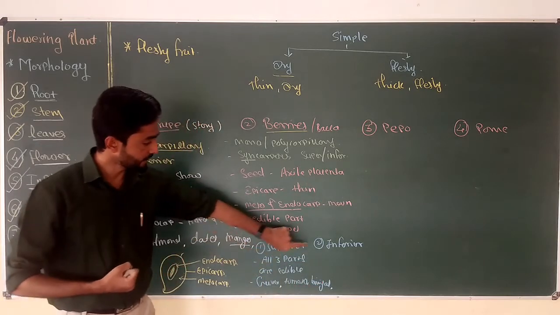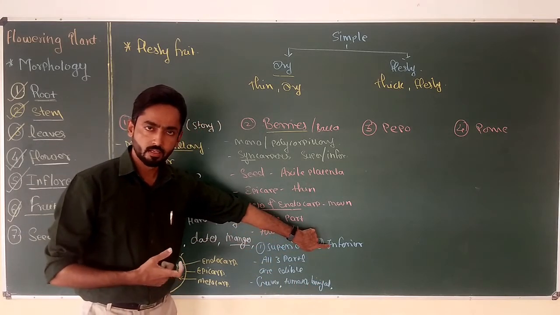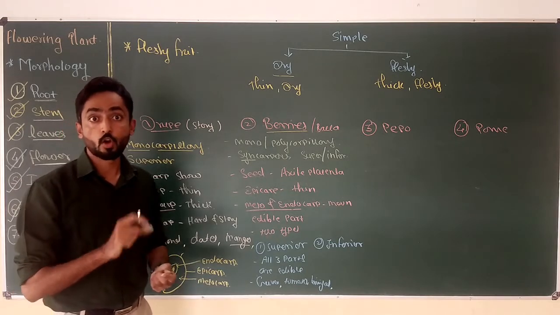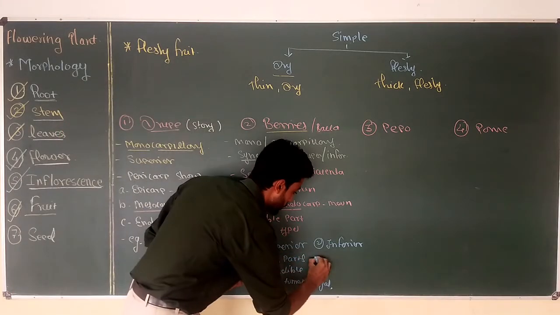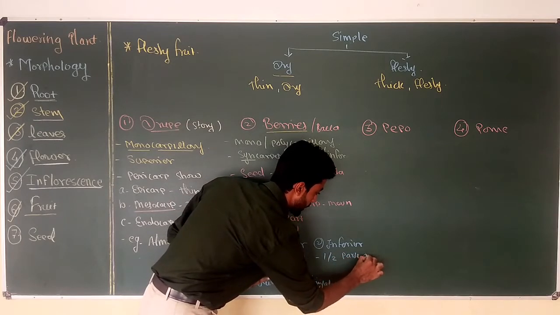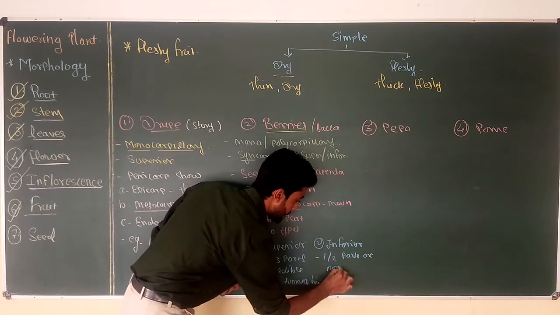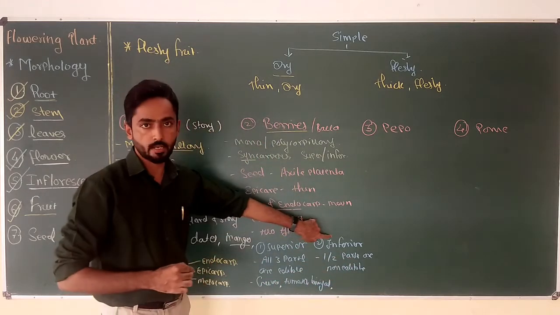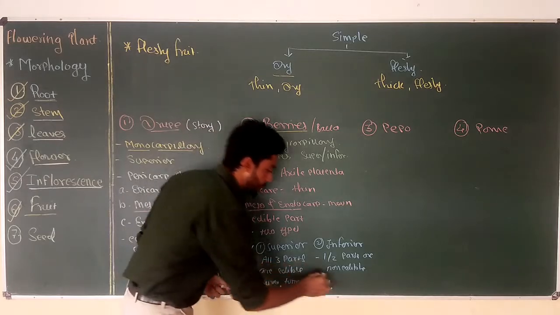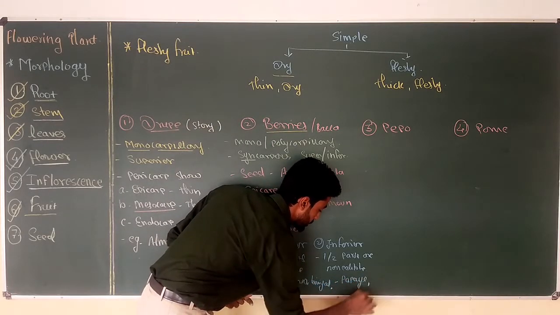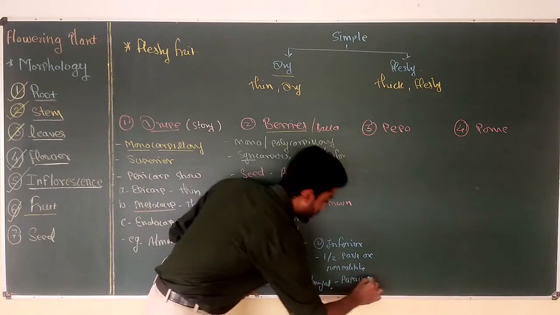Then in case of inferior berry, the fruit show one or two parts which are non-edible. So one or two parts of the fruits are non-edible. So it is called as inferior type of berry, and example is papaya. Okay, then banana.